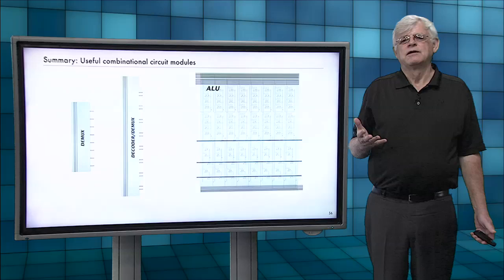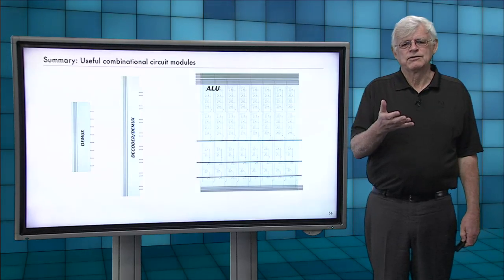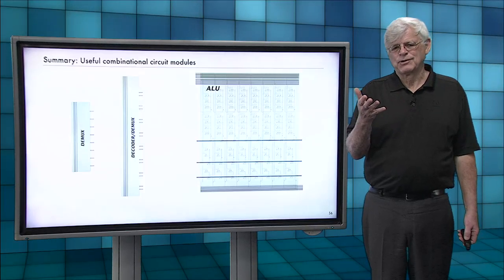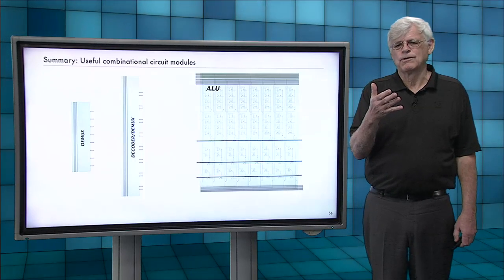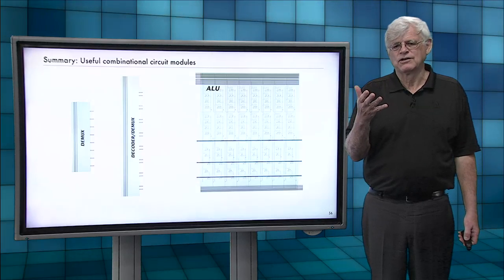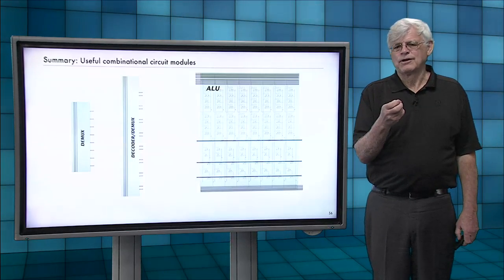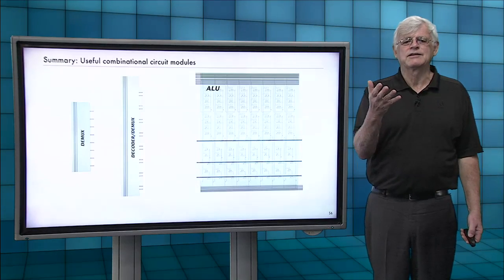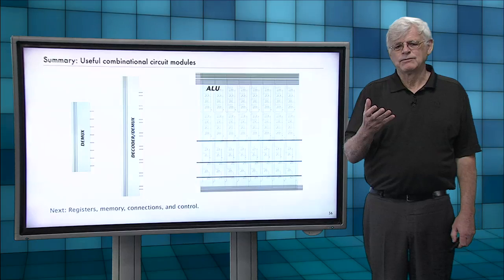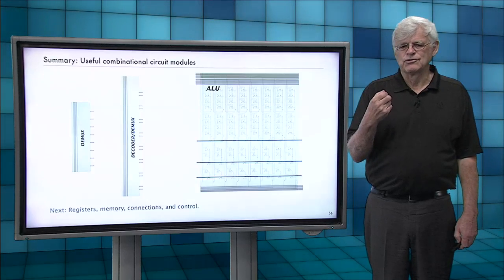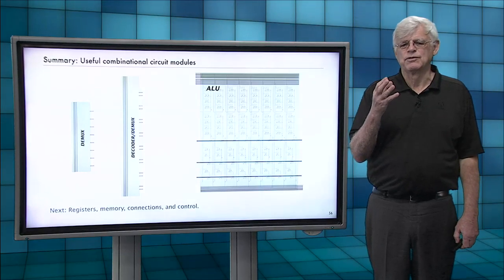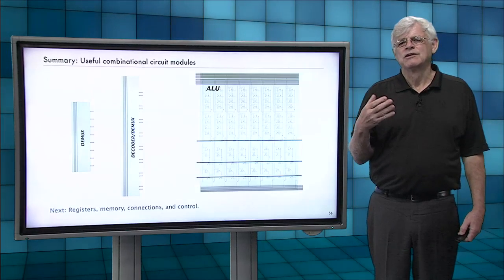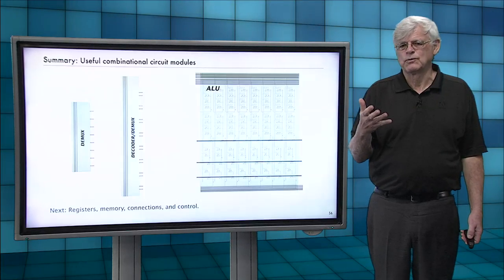So that's our summary. In this lecture, we've talked about some combinational circuit modules that each play a critical role in the design of our CPU circuit. And we built this all up starting with just the idea of a controlled switch and wires connecting switches. Next time we'll talk about how to build registers and memory using sequential circuits with feedback. We'll talk about connecting modules and then about how to control the connections to make a full CPU like the one in your computer.